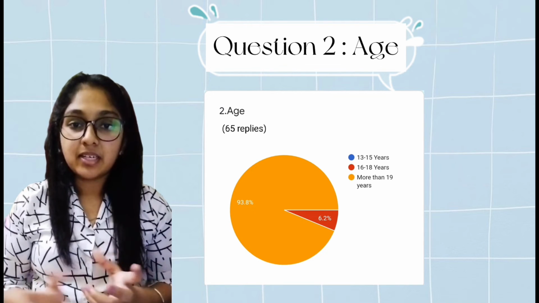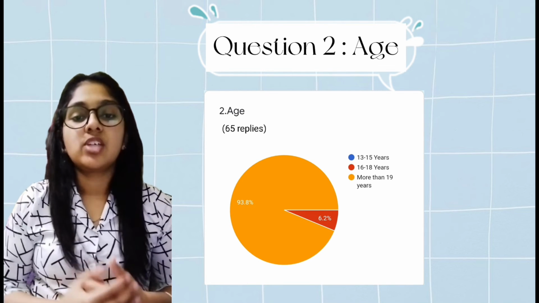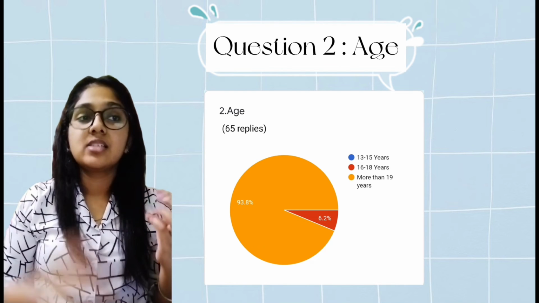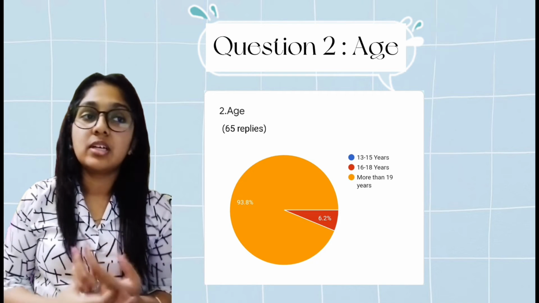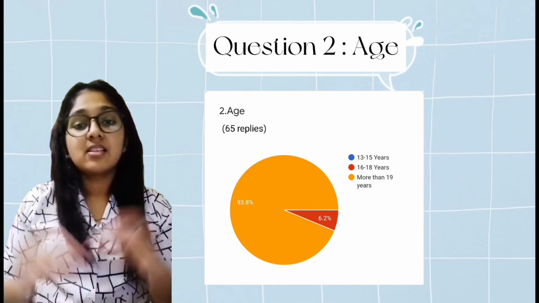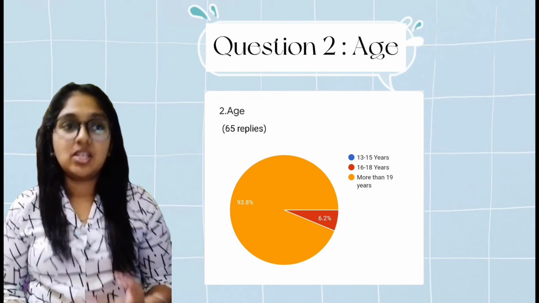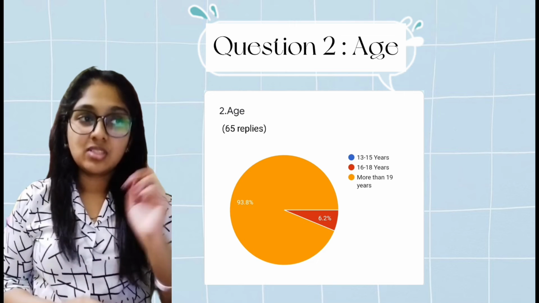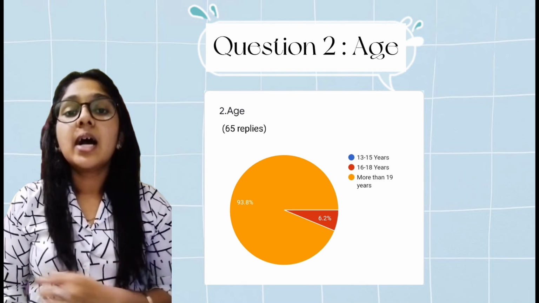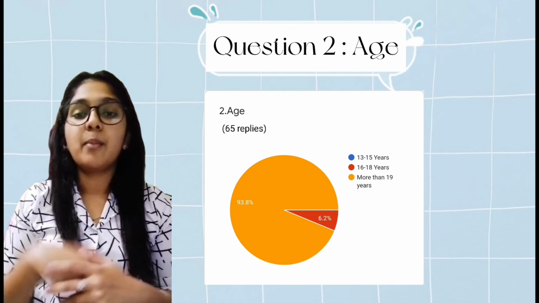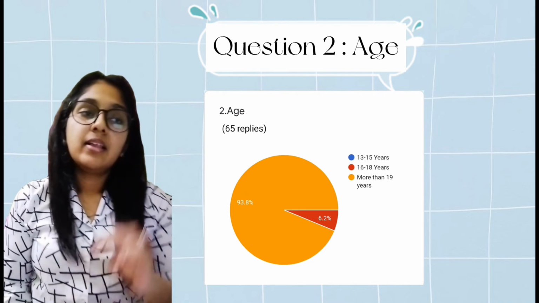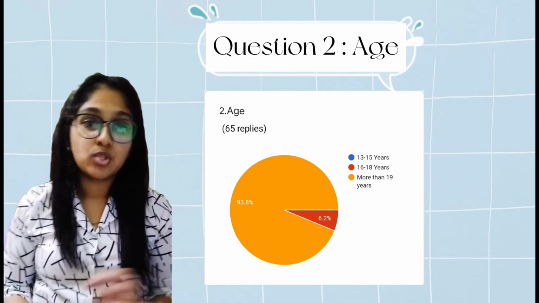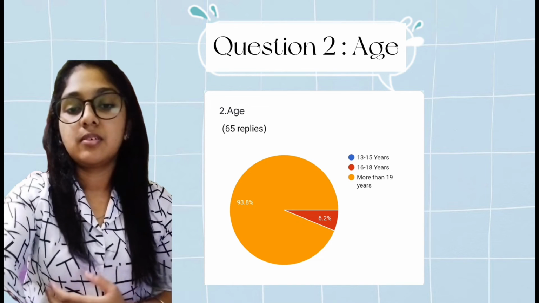The biggest segment in this chart, 93.8%, is respondents more than 19 years old, and the smallest segment in this chart is 16 to 18 years old, which contains just about 6.2%. Overall, a majority of respondents are more than 19 years old. The option of 13 to 15 years old was never chosen by any of the respondents.